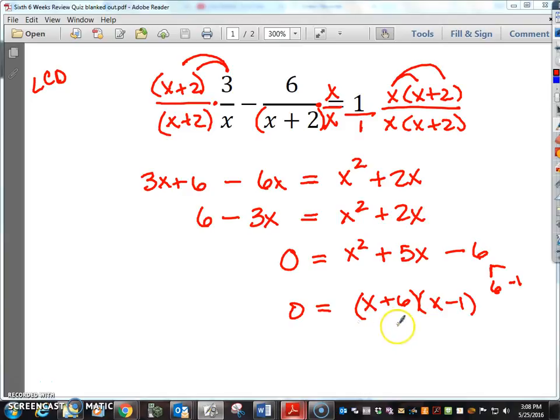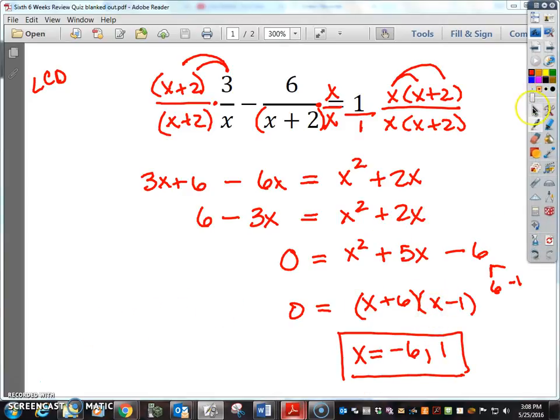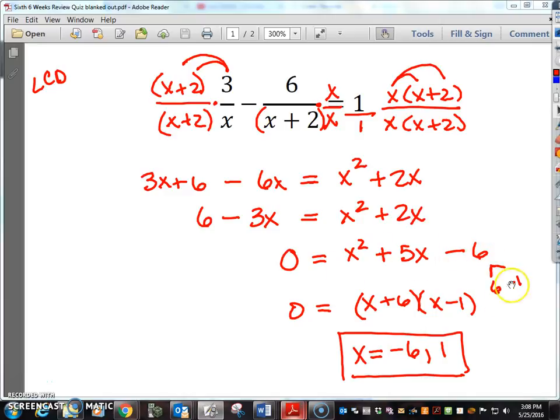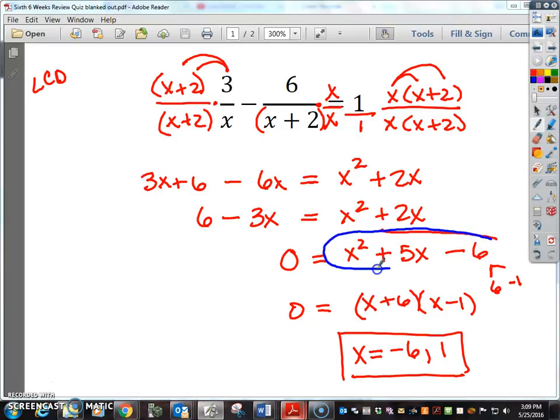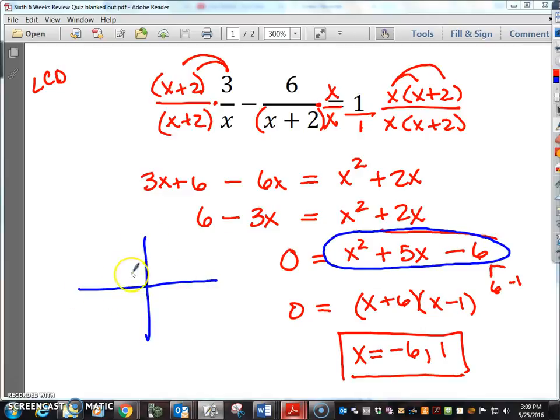So what are the solutions that come from here? X plus 6 equals 0 when x is equal to negative 6. And x minus 1 is equal to 0 when x is equal to 1. So those are my two solutions right there. Does everybody see that? Another way you can find the roots is to graph this in the y equals in your calculator, and it's going to show you the roots at negative 6 and at positive 1. You can use that just to double check, right?